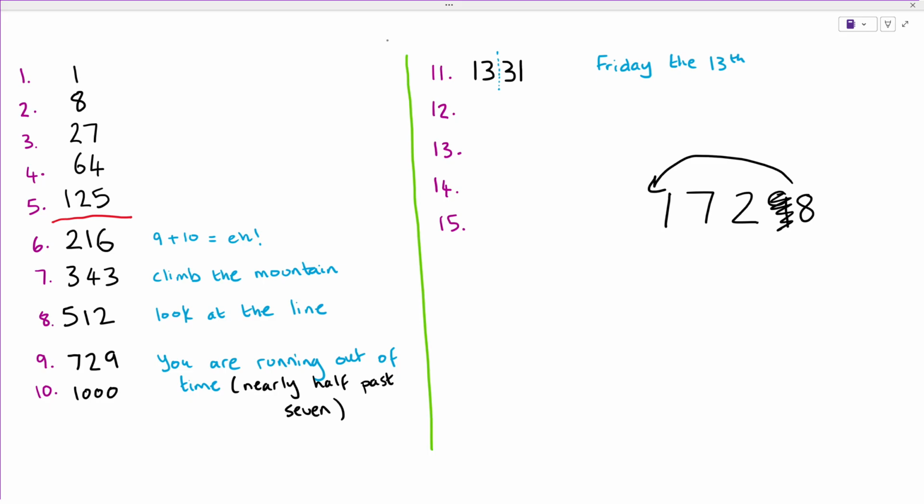So my number is 1728. Remember, it started off, I'm going to just write in a different color, it started at 729. We rub the 9 off, it becomes an 8, and the one that you've just rubbed off or taken off jumps to the front. So 12 cubed is 1728.